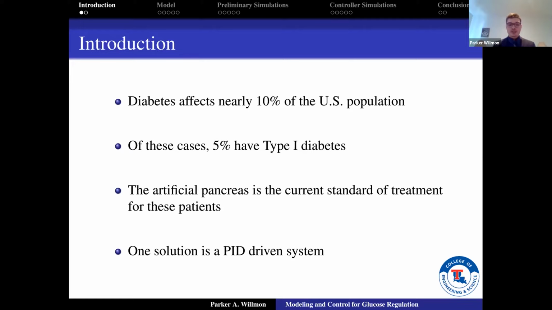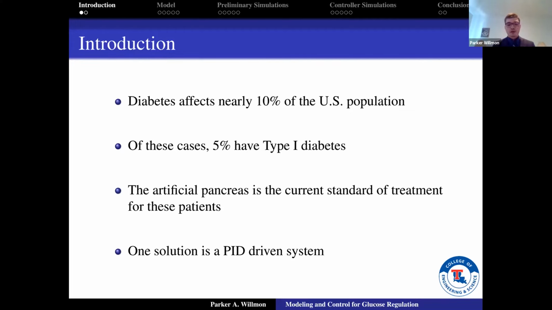Now, the current standard of treatment for this condition is an artificial pancreas. And this is a multi-component system that has a glucose sensor, usually placed on the arm, that takes blood sugar readings. These readings are then sent to a phone, which runs it through a control algorithm. The algorithm then says this much, or X amount, of insulin should be injected into the bloodstream. And that amount is sent to an insulin pump, which pumps that insulin into the patient.